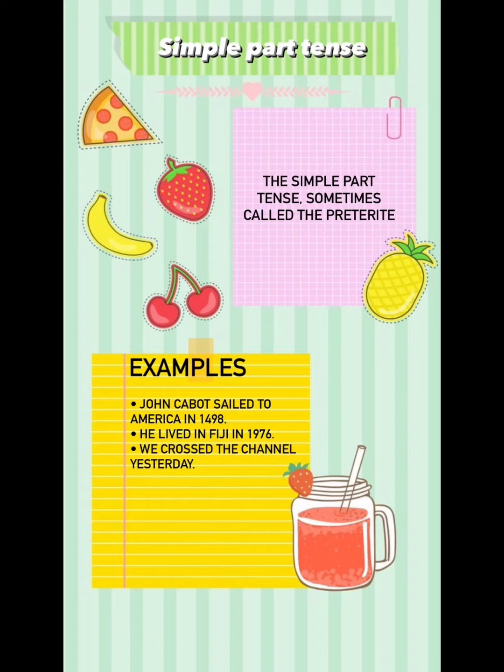The time of the action can be in the recent past or the distant past, and action duration is not important. Example: John Cabot sailed to America in 1498. He lived in Fiji in 1976. We crossed the channel yesterday. Be careful. The simple past in English may look like a tense in your own language, but the meaning may be different.